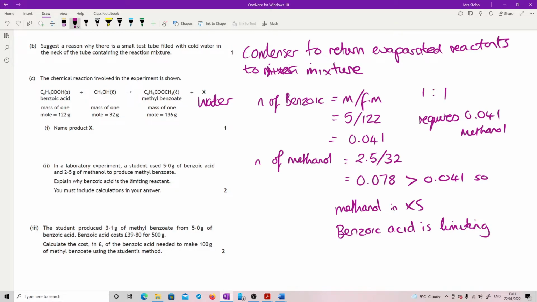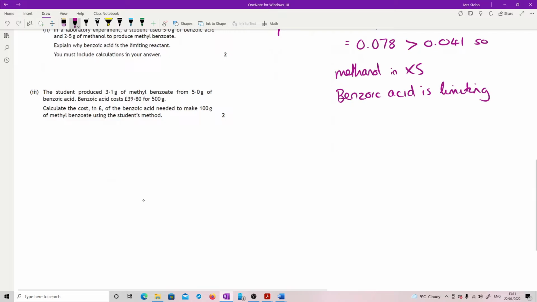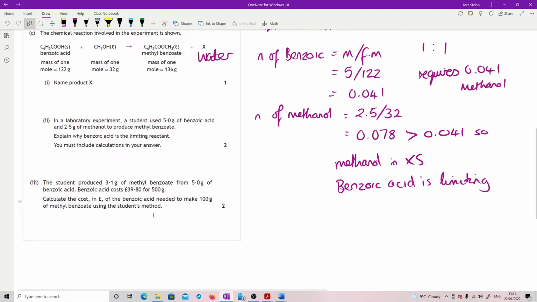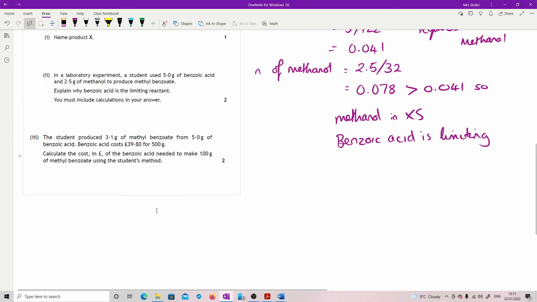And that's it. Okay. Student produced 3.1 grams of methyl benzoate from 5 grams of benzoic acid. Benzoic acid costs £39.80 for 500 grams. Calculate the cost in pounds of the benzoic acid needed to make 100 grams of methyl benzoate using that student's method. Okay. Right, so we've got 3.1 grams of methyl benzoate was made from 5 grams of benzoic acid. They ask you to give you 100 grams. We're needing to make 100 grams.